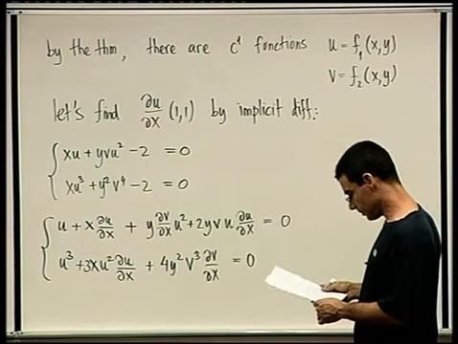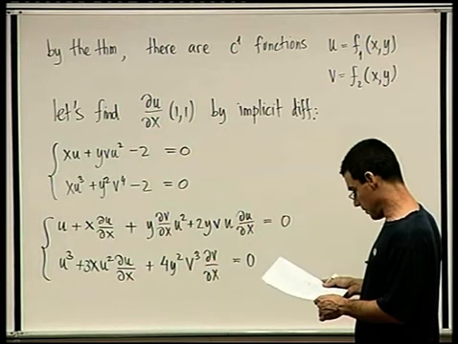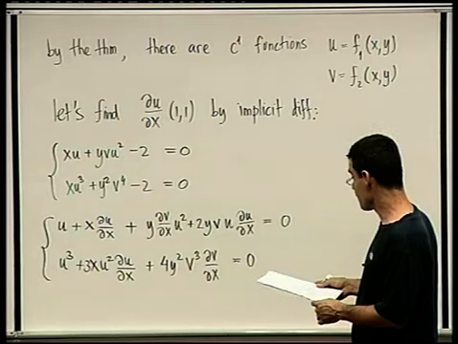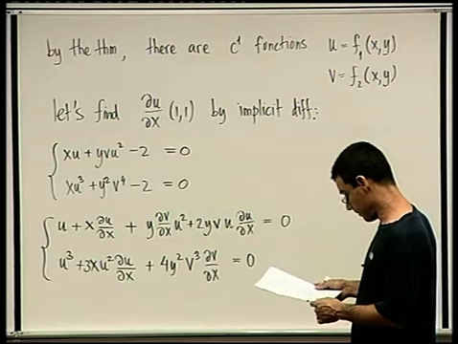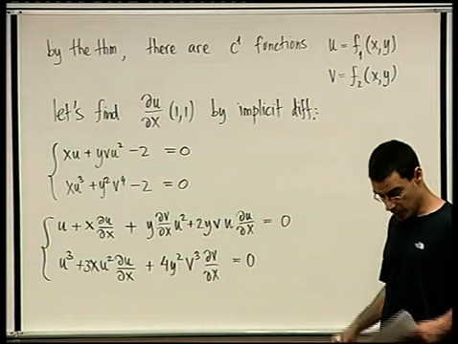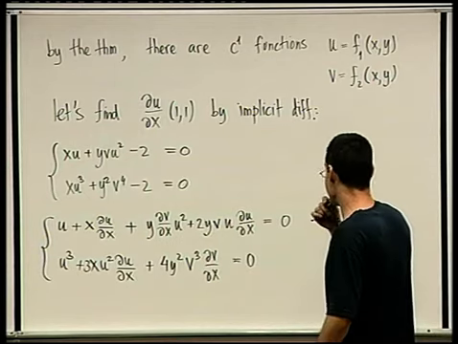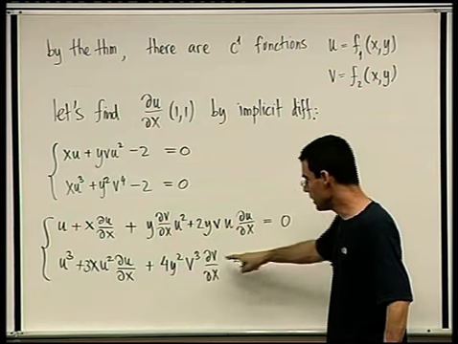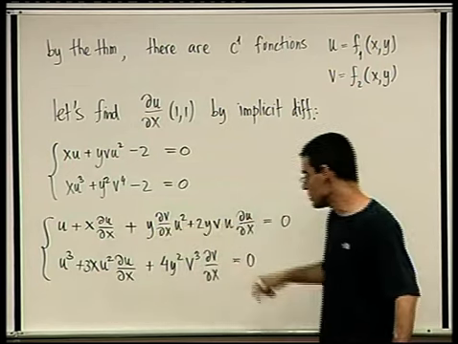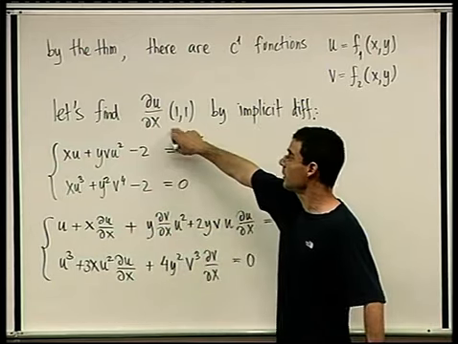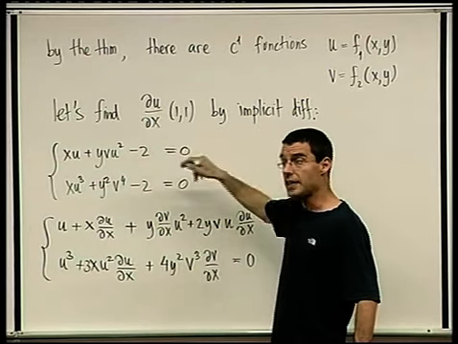And that has to equal 0 as well. Clear? I'm verifying that I didn't make any mistakes. Nope, looks good. Good? Okay. What do I get? So this is now a system involving these derivatives, dv/dx and du/dx. And I want to find what du/dx is, right? Let's find du/dx at the point (1, 1).